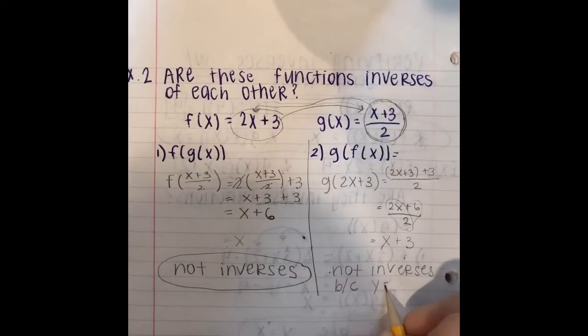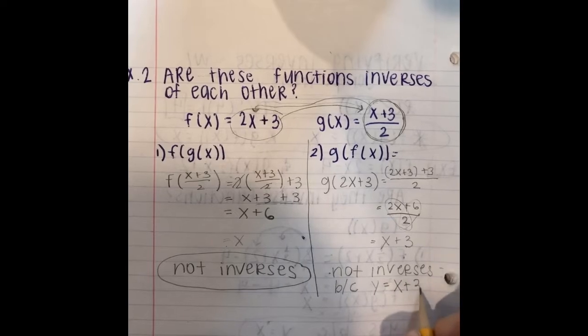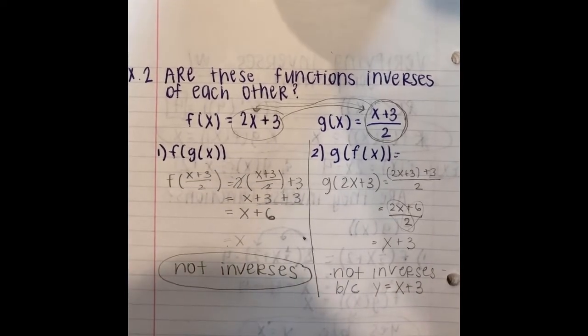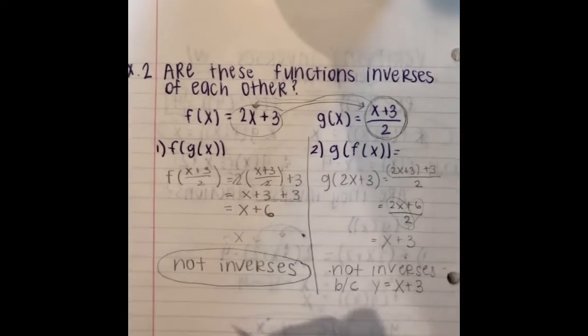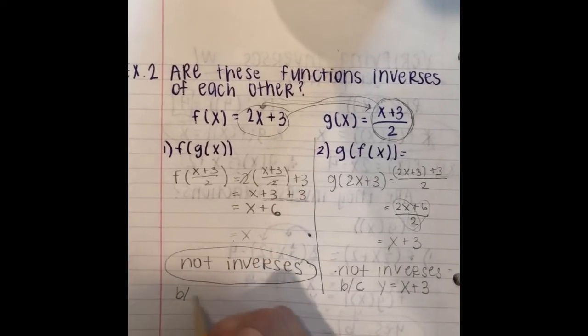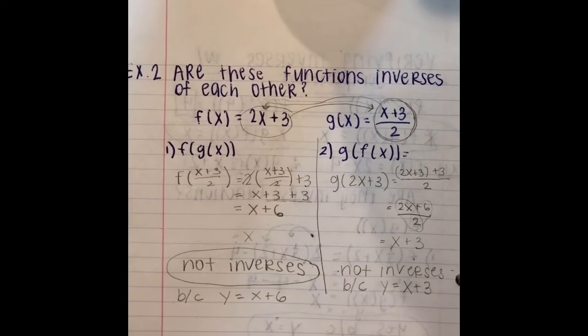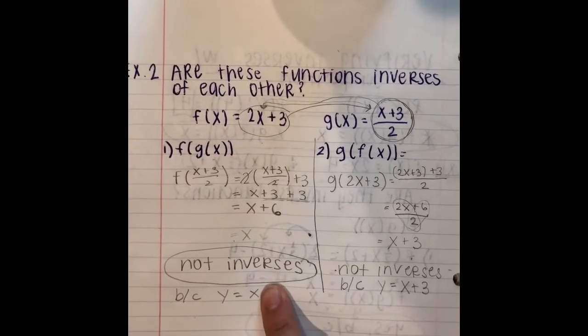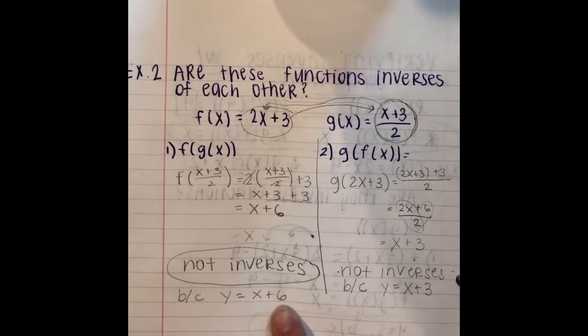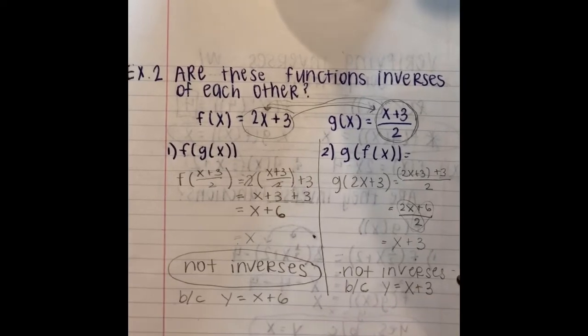We would say that's because y equals x plus 3. That's why they're not inverses, because y equals x plus 3. Or over here, they're not inverses because y equals x plus 6, right? In order to be inverses, we needed y equals x. They're not, because y equals x plus 6 or y equals x plus 3.